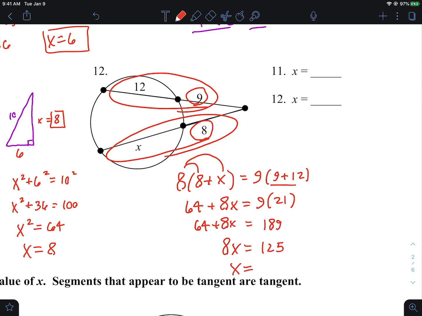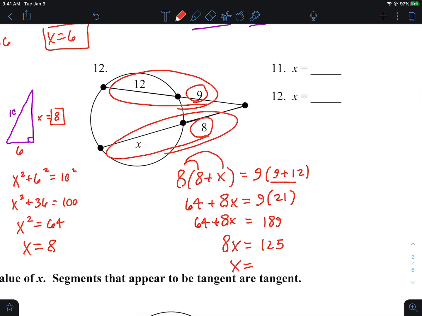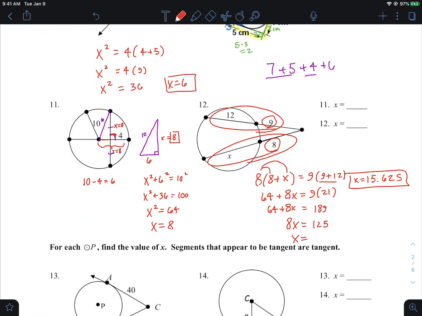And then I guess this one doesn't come out clean after you divide by 8. Comes out to 15.625. And that's for x right there. As long as I didn't make any arithmetic errors. Double check. Yeah, but I think we're good. 9 plus 12. Yeah, I guess that one just didn't come out very clean there. Okay, making my key here as I go.